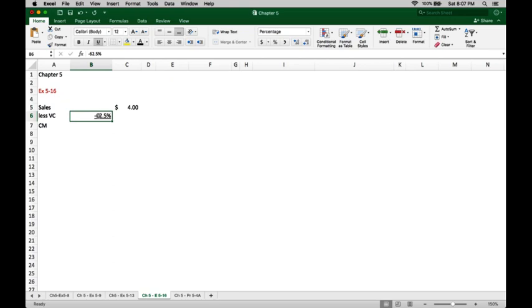Always when they tell you variable cost or contribution margin, it's off sales, which means sales is 100%. So 100% minus 62.5% gives me a contribution margin ratio of 37.5%. We can now plug in the dollar amounts over here. Either you can do 62.5% of $4. Let's do that calculation. That gives us $2.50. You can then do 37.5% of $4, or simply take the difference between 4 and 2.5 and arrive at $1.50 as a contribution margin.